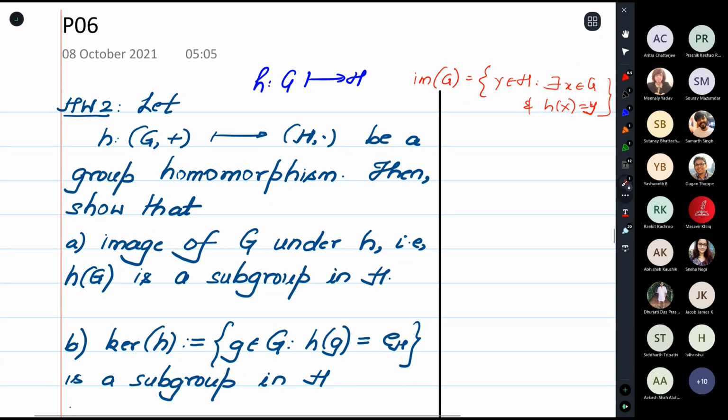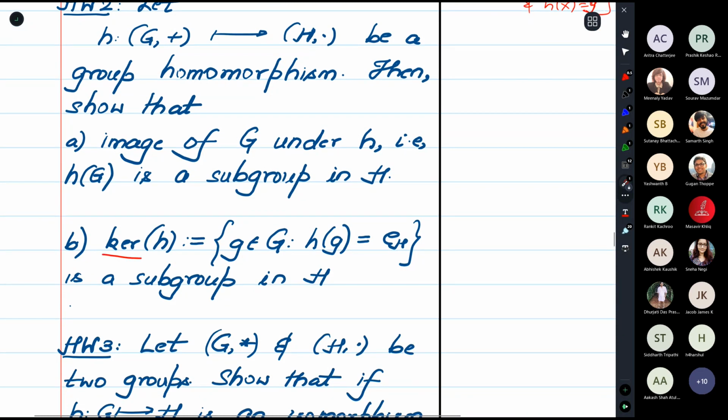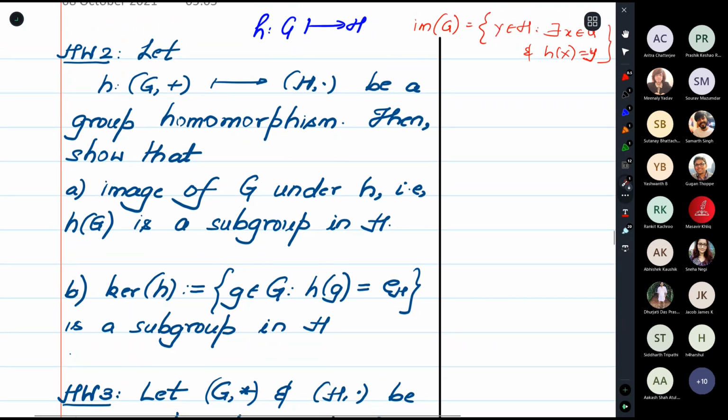So whenever you have a group homomorphism, the image of the domain set will be a subgroup in H itself. And similarly, if you define the kernel of H, let's try to understand what it is. The kernel of H is the collection of all elements in G, which is the domain set, which get mapped to the identity element in H. So this is the identity element in H.